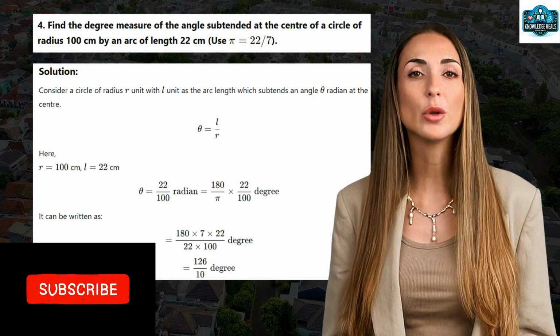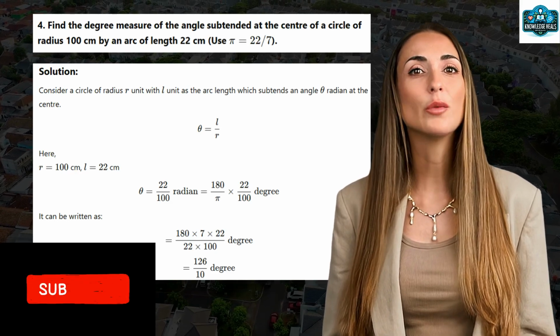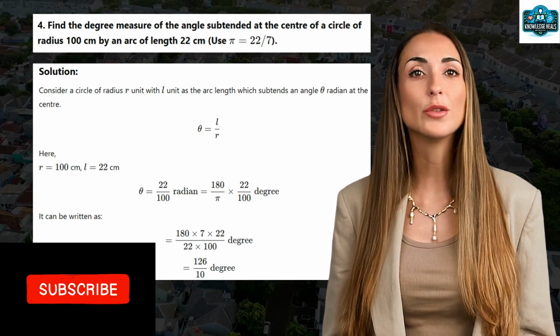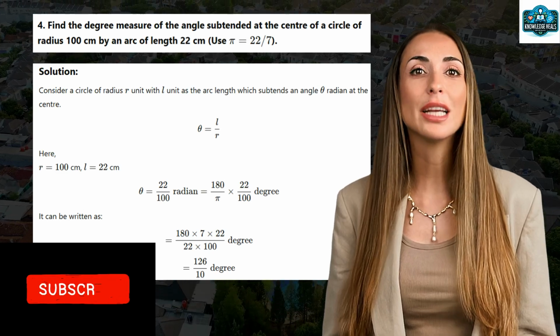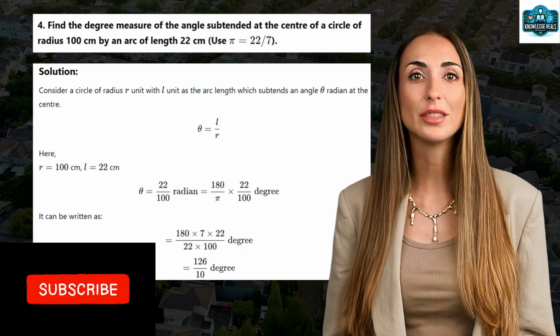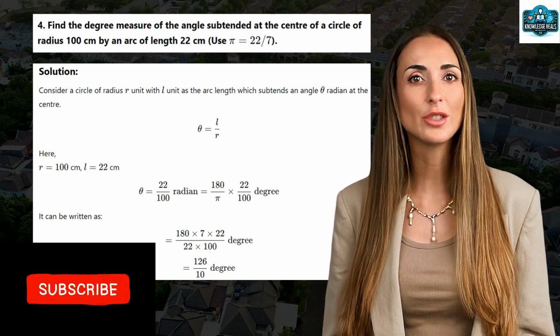Now we will move to question 4. Find the degree measure of the angle subtended at the center of a circle of radius 100 centimeters by an arc of length 22 centimeters. Use pi equal to 22/7. As we can see the solution.